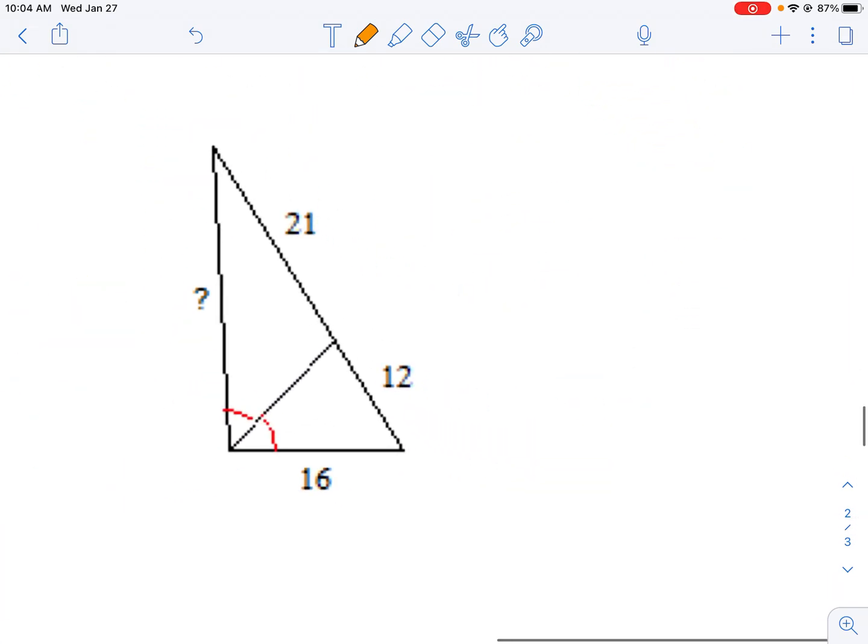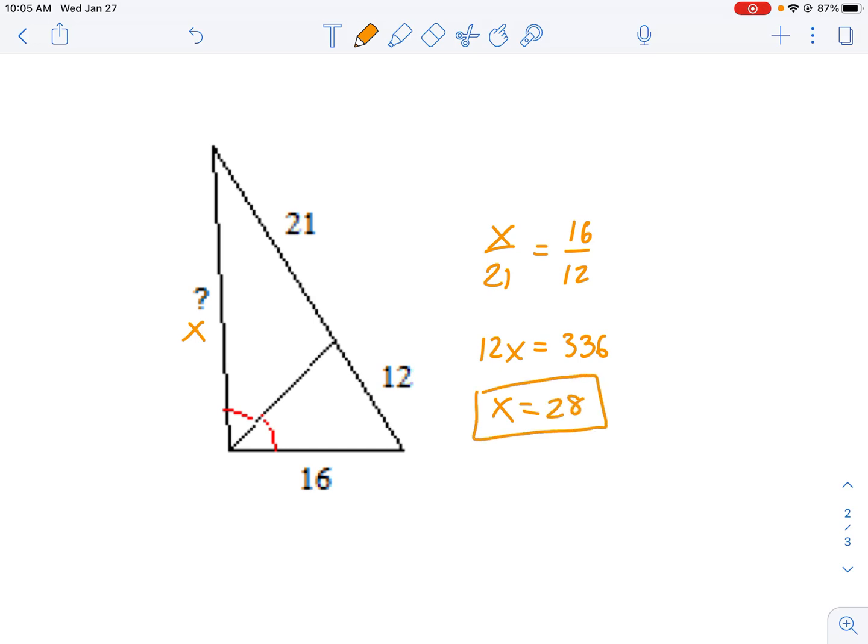And finally, one more problem. Again, we have a bisector, so we know they're proportional. So we can say, call this x again if you want. We can say x over 21 is equal to 16 over 12. Cross multiply, 12x equals 336. Divide by 12, and you get x equals 28. And that's it.